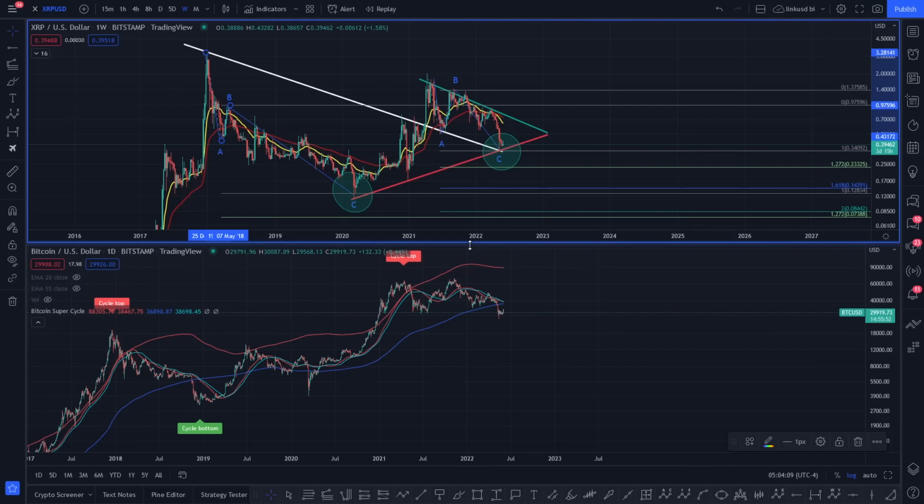So for me, there's no guarantees obviously, but right here, if we do start to roll and we create this cycle low indicator here and we get this cross, wherever XRP is at the time, it might be a good idea to load up. But again, nothing I say is financial advice.